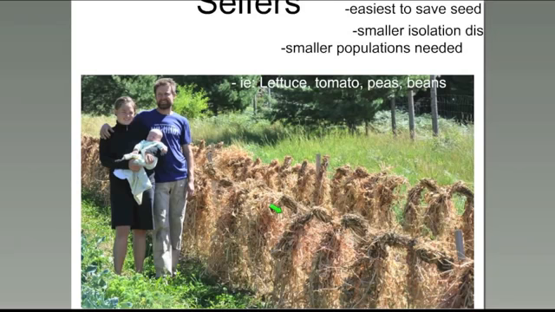The 4 easiest plants to save seed from and do it successfully, in my opinion, are lettuce, tomatoes, peas, and beans. So I always recommend those 4 crops as great ones to start with if you're just getting started. This picture here is my wife and I and our child beside one of the self-pollinating crops.